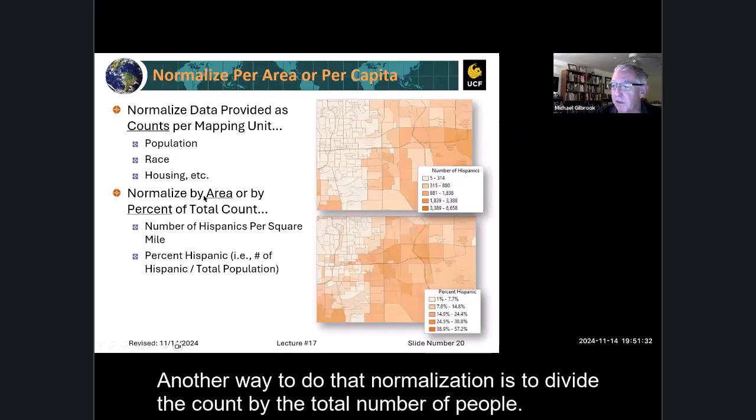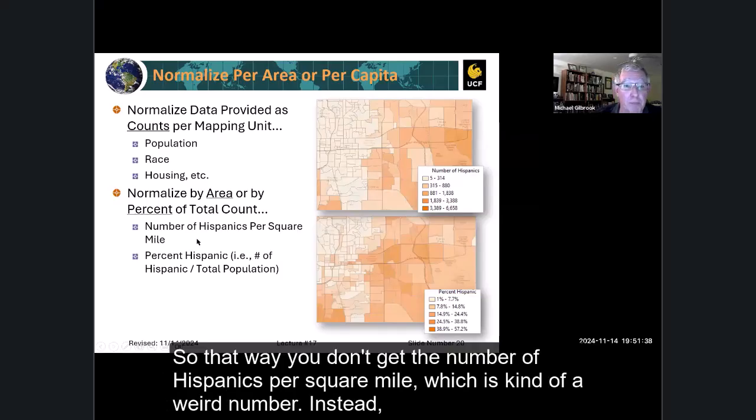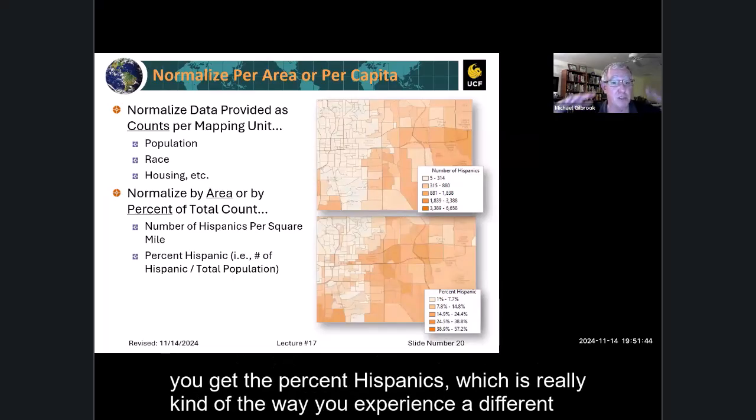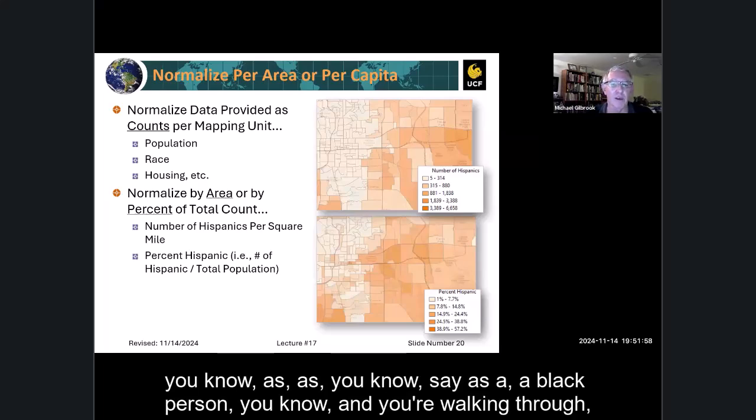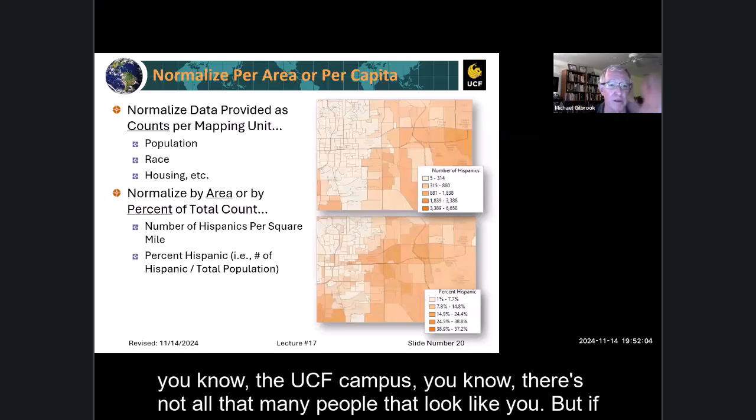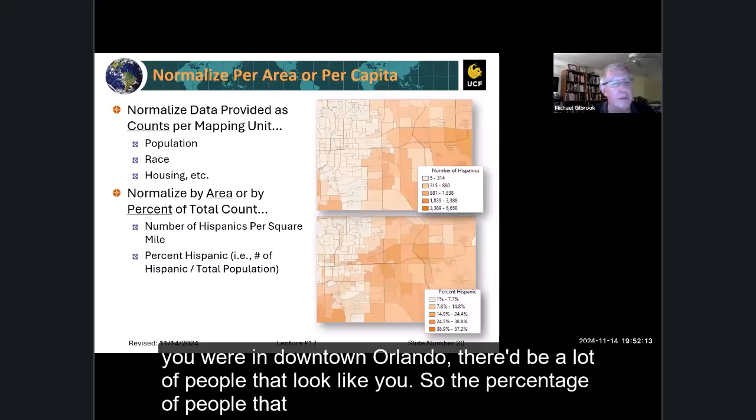Another way to do that normalization is to divide the count by the total number of people. That way you don't get the number of Hispanics per square mile, which is kind of a weird number. Instead, you get the percent Hispanics, which is really the way you experience different racial groups in your environment. Like if you were walking down the street as a black person through the UCF campus, there's not all that many people that look like you. But if you were in downtown Orlando, there'd be a lot of people that look like you.